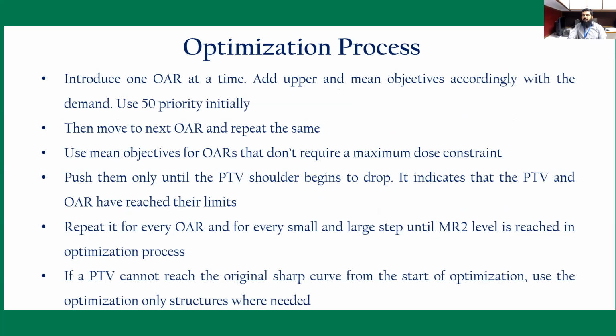Push the OAR's priority until we can see the PTV shoulder begin to drop. It indicates that the OARs have reached their limits. So when you see that the PTV shoulder is going to drop, stop increasing the priority of that OAR. Repeat this for the OARs and try to bring the shoulder back to the same position. Repeat it for the OARs and for every small and large step until the MR2 level is reached in the optimization process.